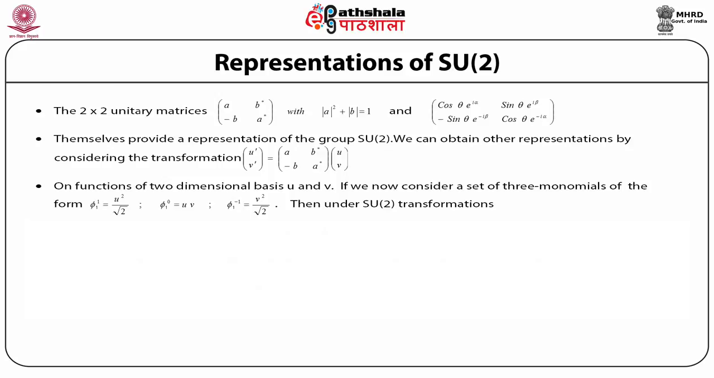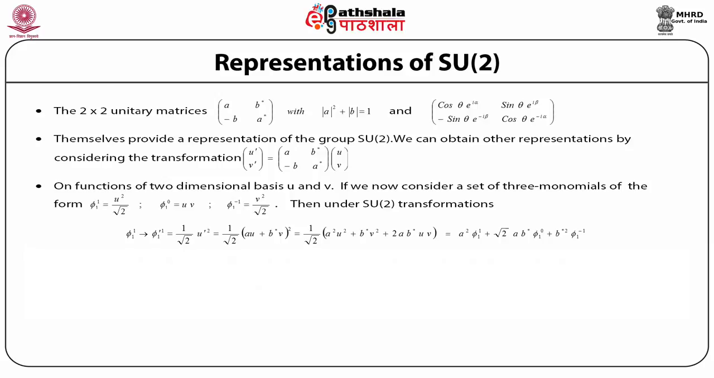We will now see how these three monomials transform under the group SU2. Under the group SU2 transformation, let phi 1 1 go to phi 1 1 prime, which is equal to 1 by root 2 u prime square. But u prime is equal to a u plus b star v. Therefore, phi 1 1 prime is equal to 1 by root 2 times a u plus b star v whole square, which is equal to 1 by root 2 times a square u square plus b star square v square plus twice a b star u v.